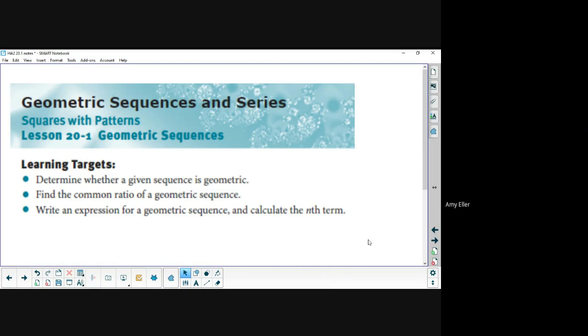Notice the title, Geometric Sequences and Series. So we just finished arithmetic sequences. The sequence is just like a list of numbers. The series is when you add them up. So today we're going to do geometric sequences. There's definitely going to be some similarities, but they're of course not the same thing. Let's get started.